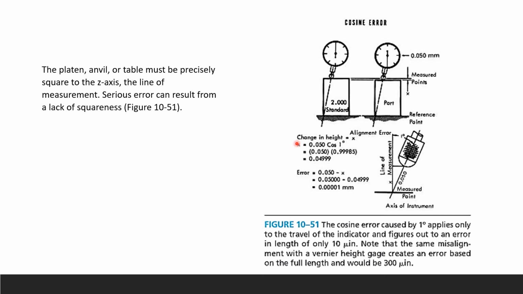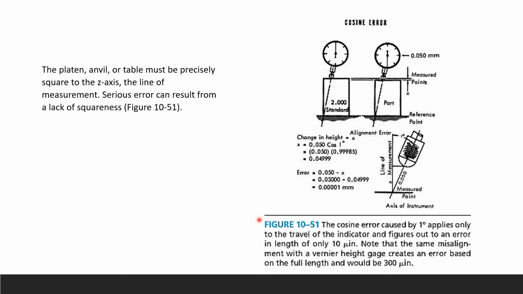The platen, the angle or table, must be precisely square to the z-axis. That's the line of measurement for the dial indicator. Serious error can result from a lack of squareness. So here, it's kind of tilted there. Here is your x-axis, and here is your y-axis. And this is your z, which is your axis of measurement.